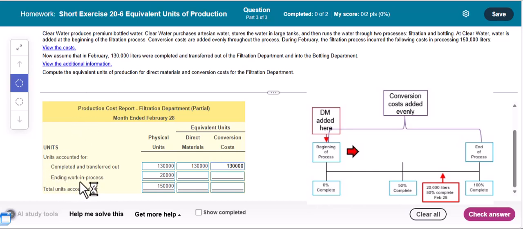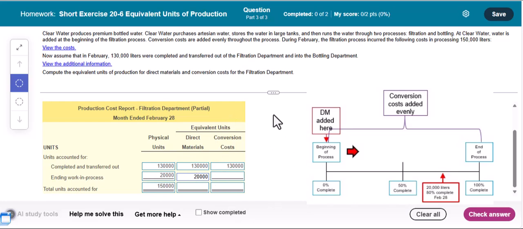So now let's talk about the ending work in process. These are the 20,000 liters or units, whatever you want to call them, that are still unfinished and not completely filtered. For the direct materials, as soon as we start the process of filtration, we add the direct materials, which is the water. So 100% of this 20,000 will be going into direct materials. So we're taking this 20,000 at 100% and putting it here for direct material.